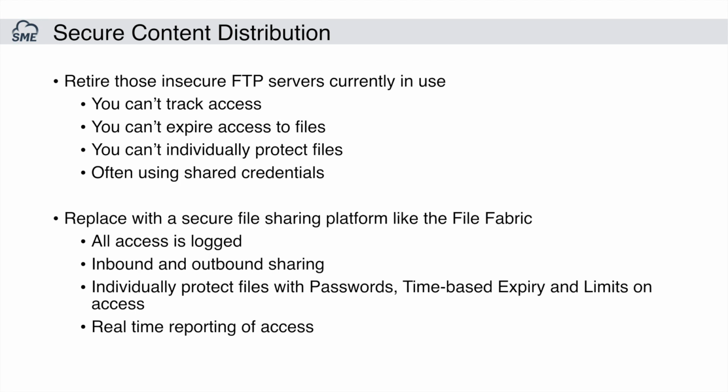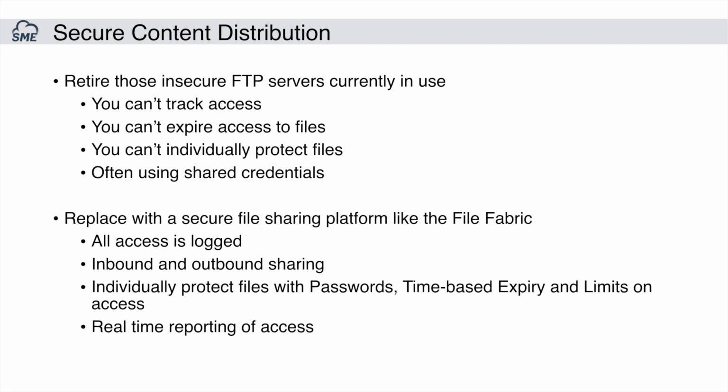Content distribution is also a common challenge we see in the market. When organizations are looking to share files between organizations or between users, what we often see is that they're using insecure file servers or cloud systems to transfer those files, such as insecure FTP servers. The problems with those platforms is that they can't track the access, they can't expire access to those files after a period of time, they can't individually protect the files, and they often share credentials between different companies as well.